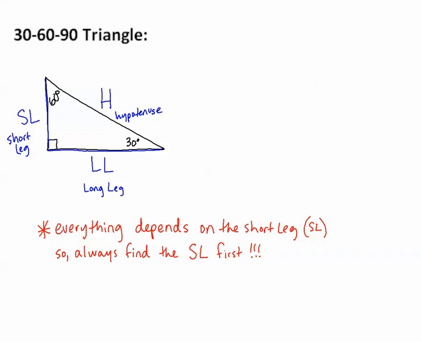Why is that? Well, here's our formula. If we are given the short leg, which is ideal because we always need that first, we can find everything else. So here's what our formulas look like. The long leg is the short leg times the square root of 3. The hypotenuse is the short leg times 2. Now, that doesn't just pop out of thin air. Remember, these come from the Pythagorean Theorem.